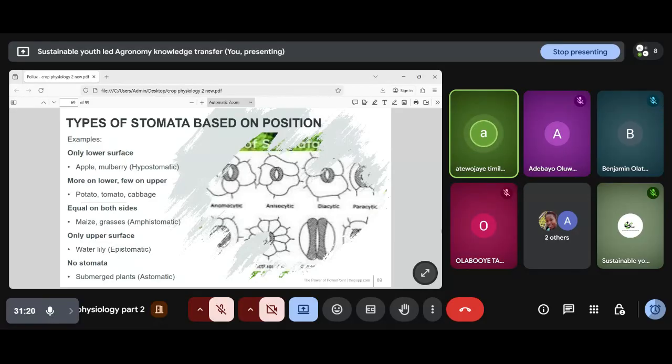Stomata distribution based on position. I think I've explained this too. More on the lower leaves, fewer on the upper leaf, like potato. So you know that vegetables have more on the lower surface and few on the upper.